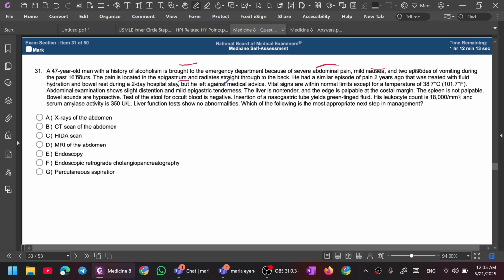The pain is located in the epigastrium, radiates straight to the back. He had similar episodes of pain 2 years ago, was treated with fluid and hydration and bowel rest during the 2-day hospital stay, but he left against medical advice. Vital signs are within the normal limit except for a temperature 100.1 degree Fahrenheit. Abdominal examination shows slight distension, mild epigastric tenderness. The liver is non-tender. Sorry, the edge is palpable at the costal margin.